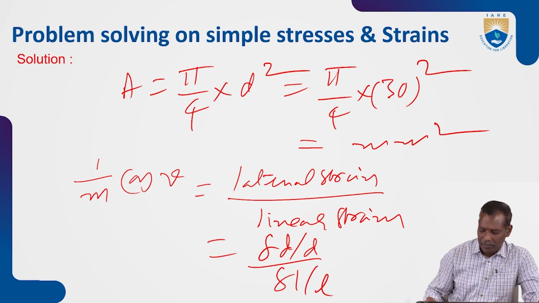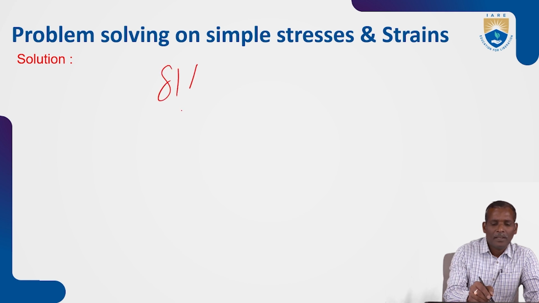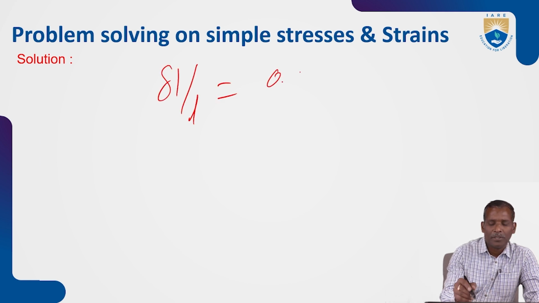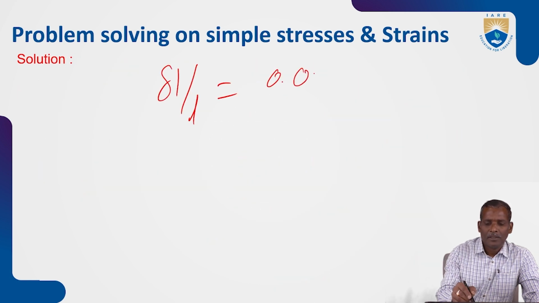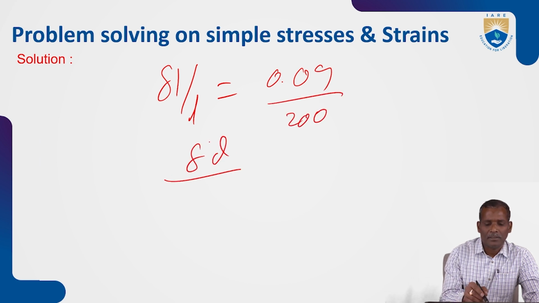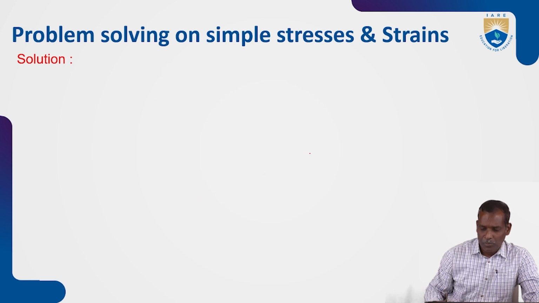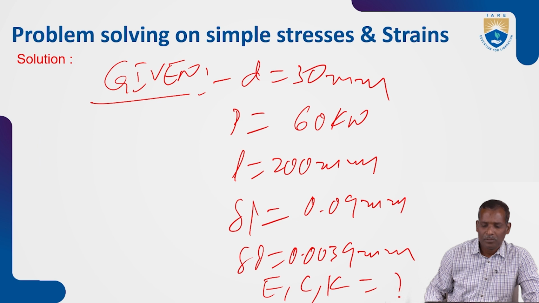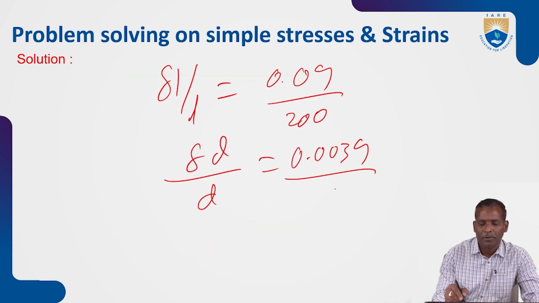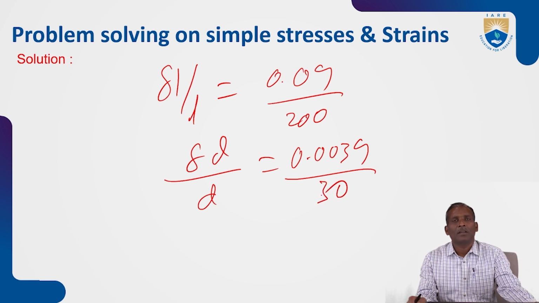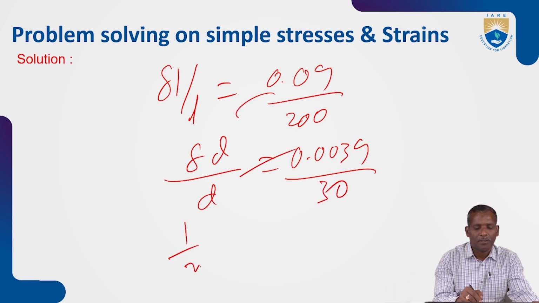So calculate delta L by L: delta L is 0.09 by L 200, so we get the linear strain. And the diameter change delta D, 0.0039, divided by diameter 30, you will get the lateral strain, and then find out the Poisson's ratio.